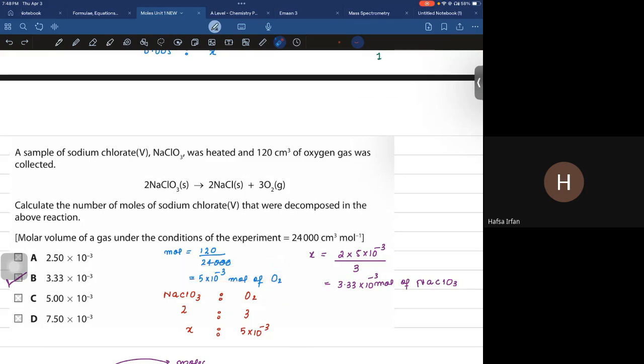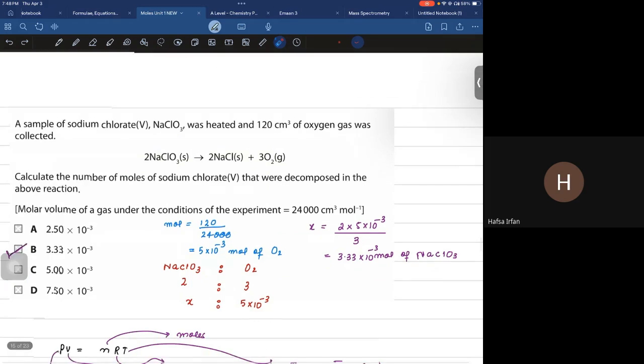Then I have to find out the moles of sodium chlorate. So the mole ratio is 3 is to 2. Then I got the moles of oxygen, that is this. Then what would be the moles of sodium chlorate? After cross multiplying, I would be getting the moles of sodium chlorate. They are asking the moles. Okay, simple. So that's why B is your correct option.